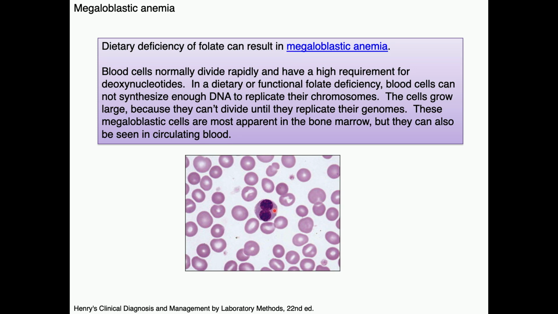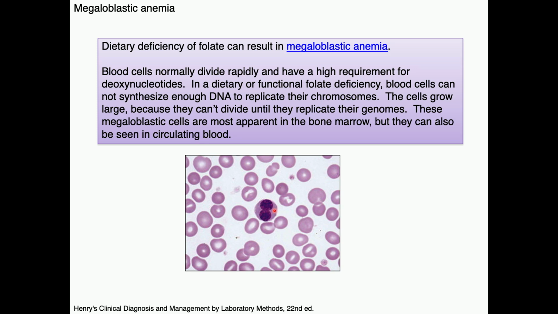It's got to increase mass, and the mass comes mainly from hemoglobin. And then it's also got to replicate its genome, right? And the genome replication requires nucleotides. And if we don't have folate around, as we just saw with the thymidylate synthase reaction, we can't sustain the deoxynucleotide pool that's necessary for cell division.